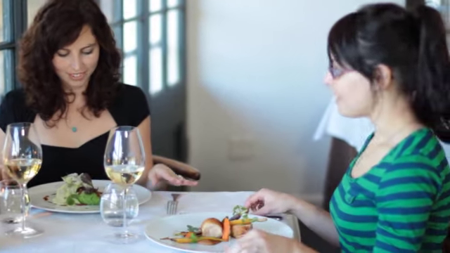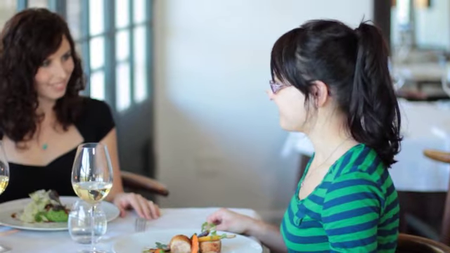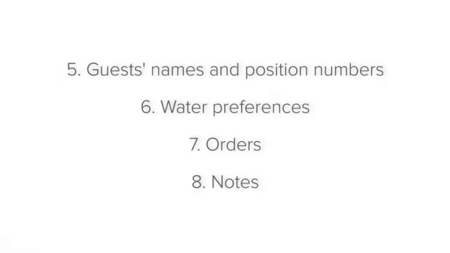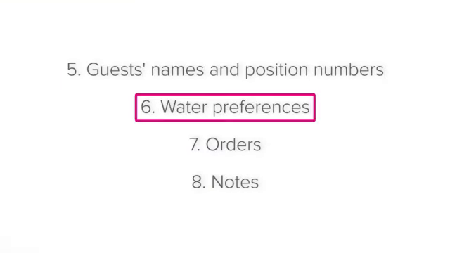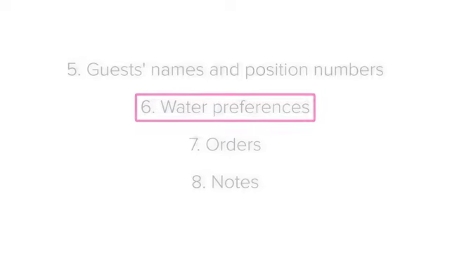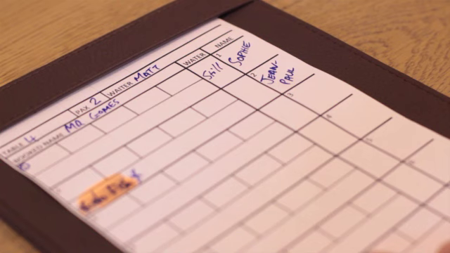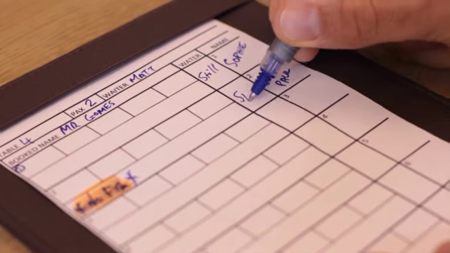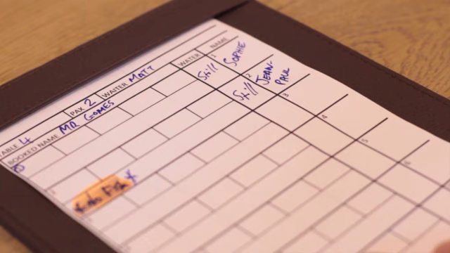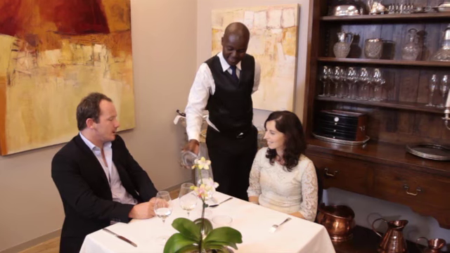Position numbers also help your colleagues to help you deliver dishes to the correct positions by simply telling them which number the dish is going to. Now let's move on to water preferences. Once you know whether your guests prefer still or sparkling water, add this information. This way, even if you aren't available to top up the guest's water, your colleague can do it by looking at the docket.